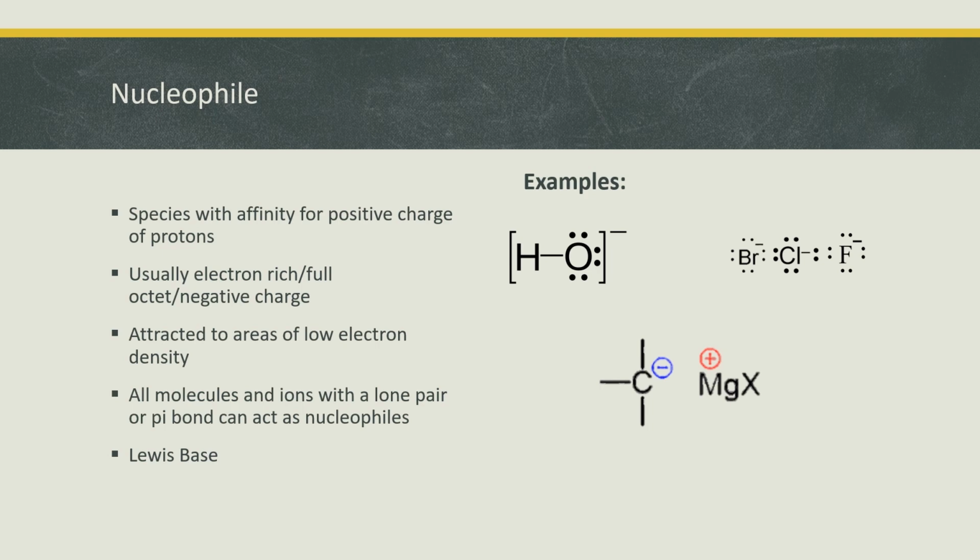Some common nucleophiles include the hydroxide anion, also halide anions with their negative charge, and then organometallic reagents, because when these are dissolved in solution, we see that the positive cation will disperse and we will be left with the negative anion.